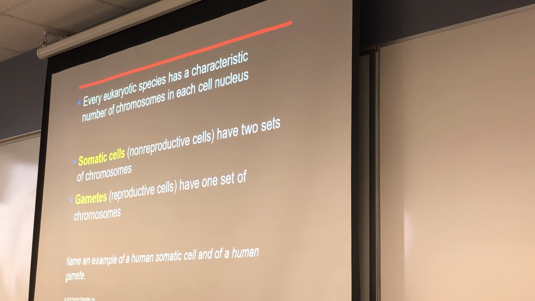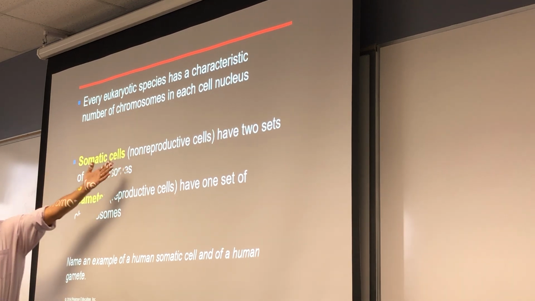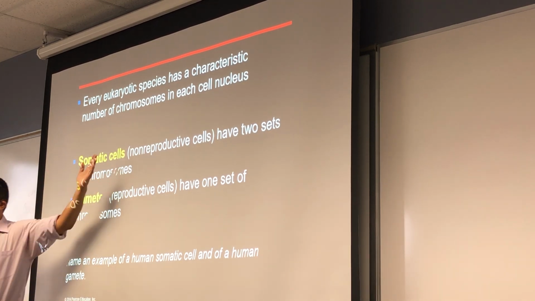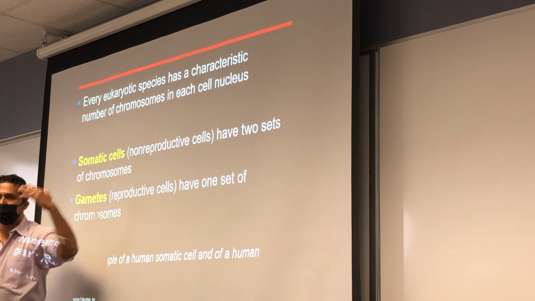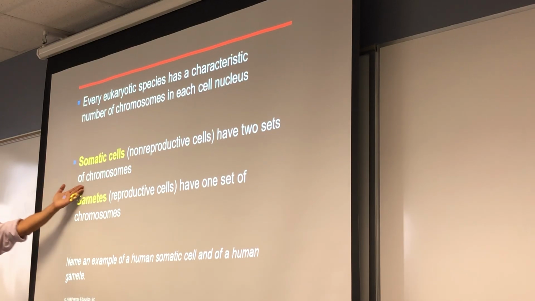So, every eukaryotic species has a characteristic number of chromosomes in each nucleus. You have these different cells. You have the somatic cells. Those are like soma, body, the cells in your body. So all the cells in your body except for the reproductive cells. So these are the non-reproductive cells. The cells in your skin, the cells in your liver, the cells in your lungs, all of them. Somatic cells have two sets of chromosomes.